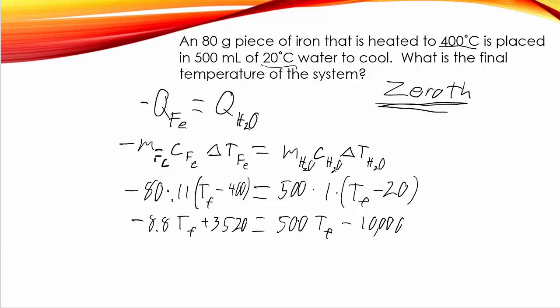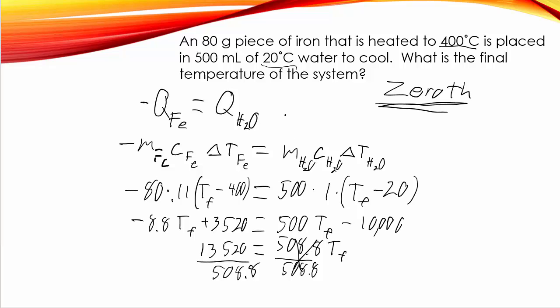At this point we want to combine the terms with temperature in it and then combine the terms without temperature. So this guy's going to come over here and we're going to have 508.8 times the final temperature equals 13,520. Then we divide both sides by 508.8. So not all that fun, quite a bit of algebra, right? And it gets even worse if there's a third object we're considering.